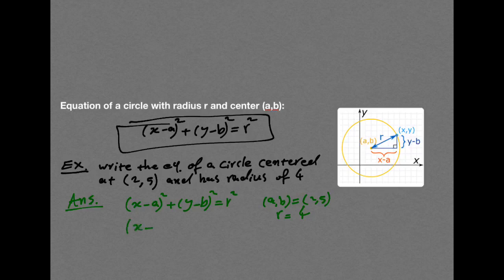So (x minus 2) squared, a is 2, plus (y minus 5) squared, b is 5, equals, now radius is 4, so 4 squared will be 16. And that's it. This is the equation of the circle which has a center of 2 and 5 and radius of 4. Let's see a couple of more examples.